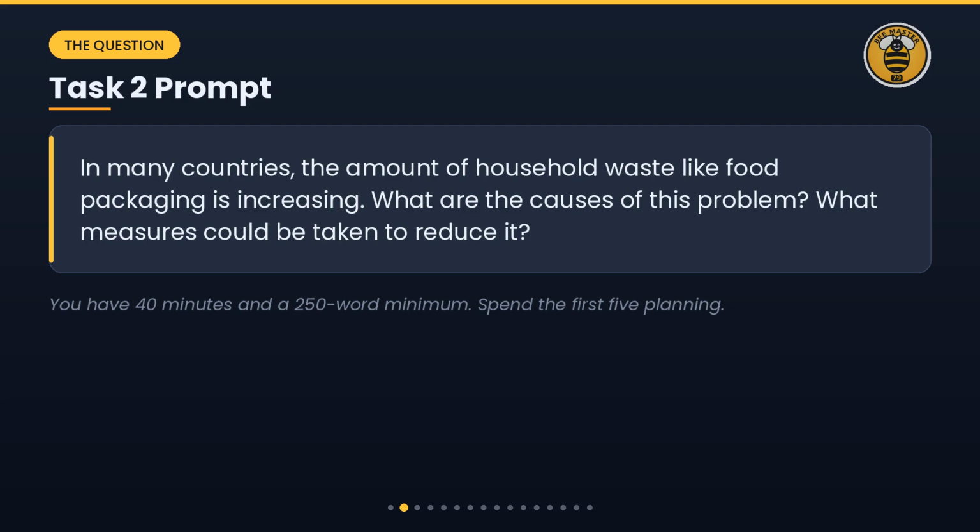Here is the question. In many countries, the amount of household waste like food packaging is increasing. What are the causes of this problem? What measures could be taken to reduce it? Read it twice before you write a single word.